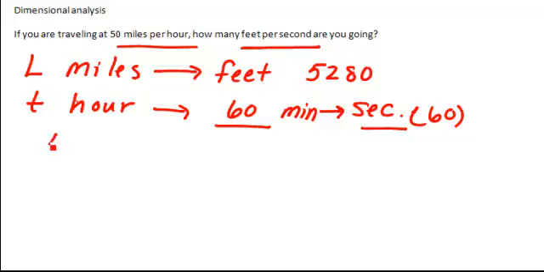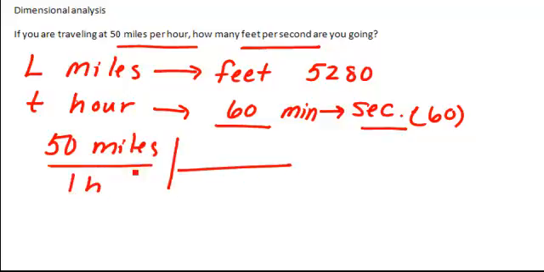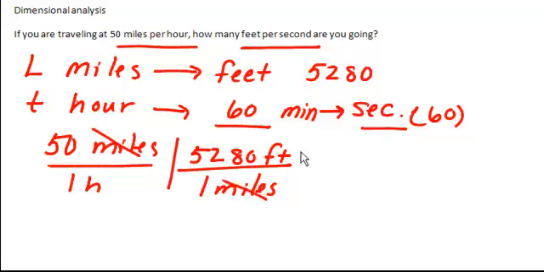We start writing down with what we know, which is 50 miles in a time of 1 hour. Let's take on the miles first. 1 mile, as we said before, is a distance of 5,280 feet. We know that this conversion is correct because we can convert miles, and they cancel in the numerator and denominator.